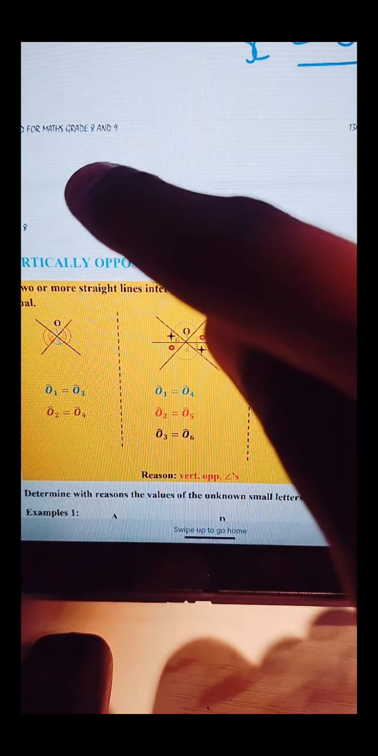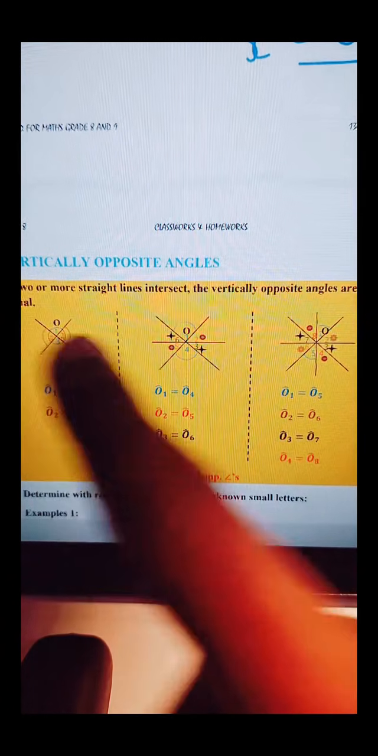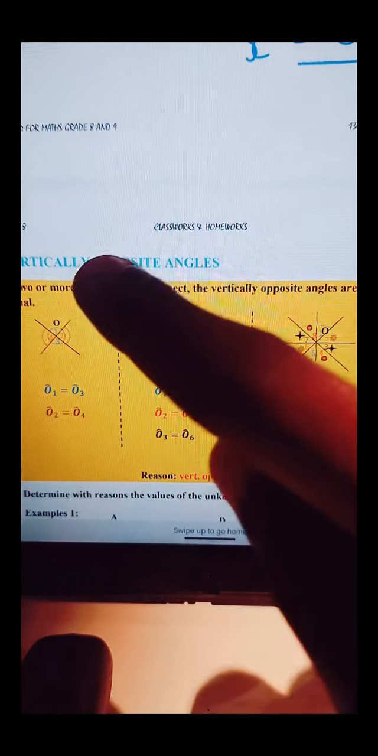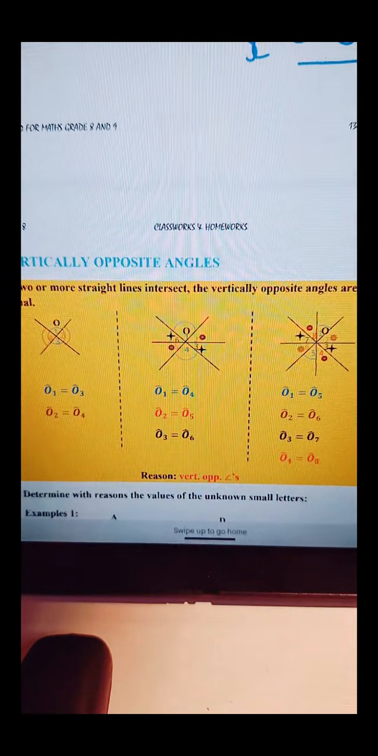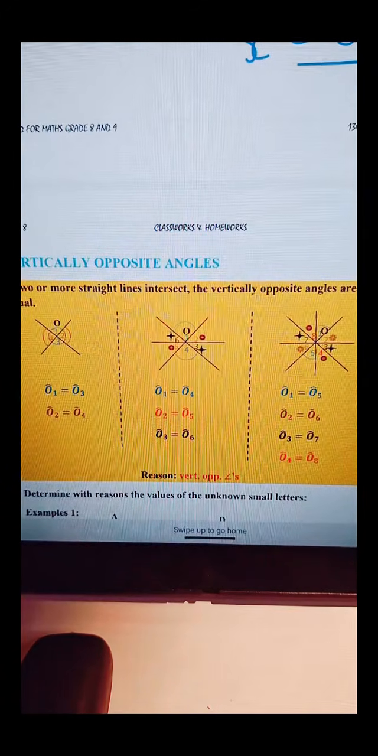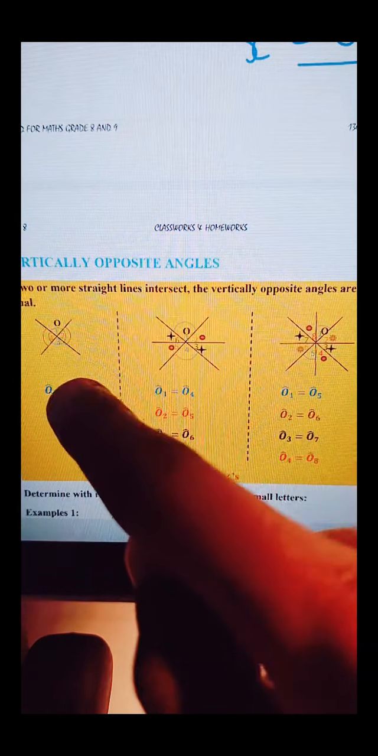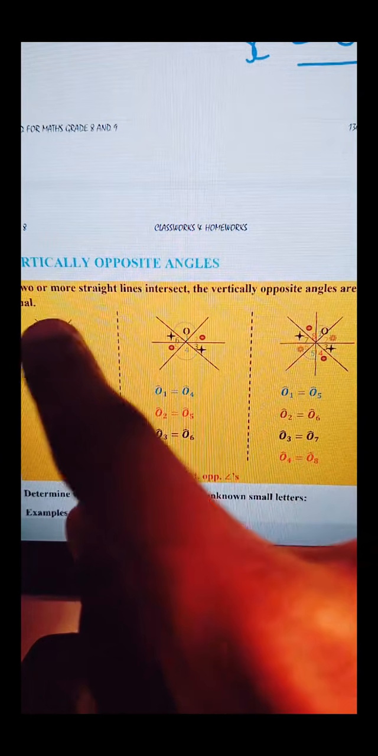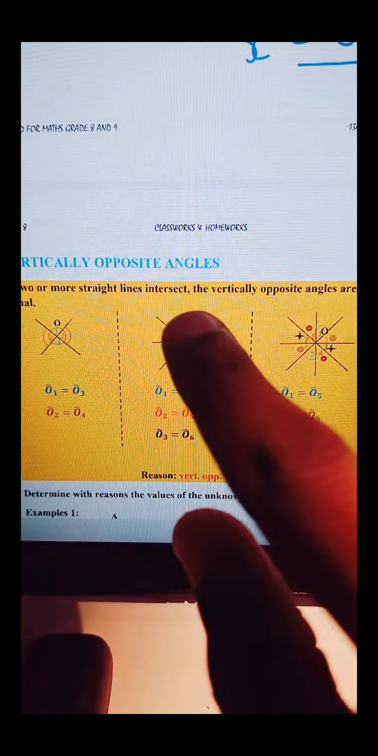There at the top, you have O1. At the bottom, you have O3. So angle O1 and angle O3, we say that they are equal. Why? Because they are vertically opposite angles. The angle O2 and angle O4, we say they are vertically opposite angles. They are equal. Okay? So angle O1 and O3 are equal. We say they are vertically opposite angles. Cross, O1, O3 vertically opposite. O2, O4 vertically opposite.